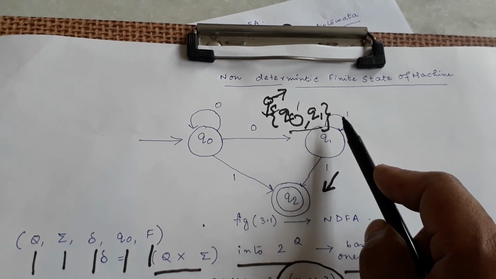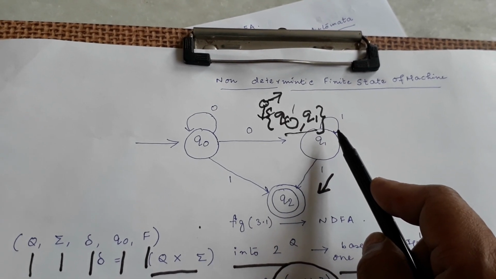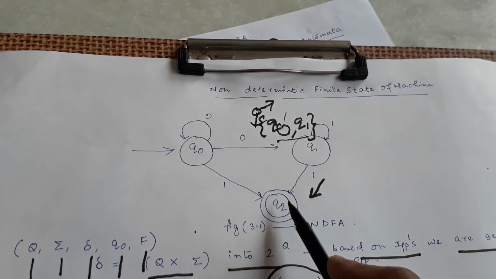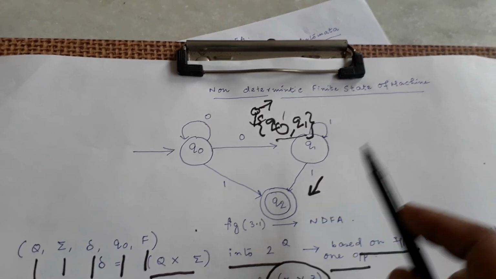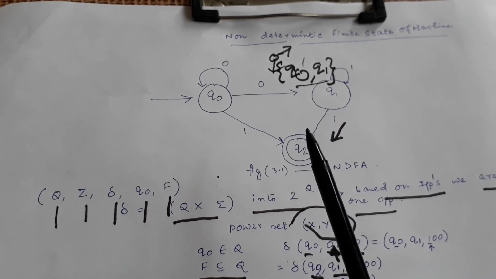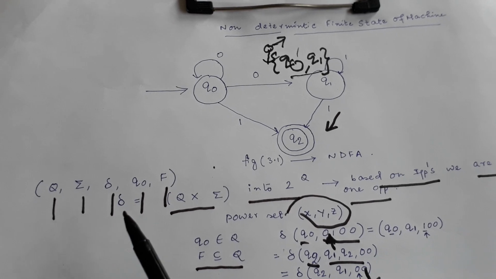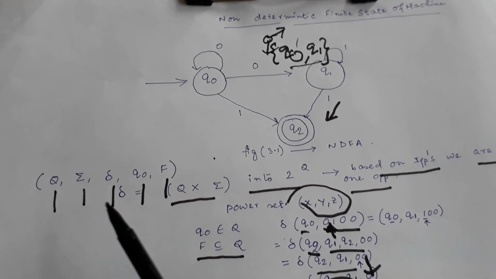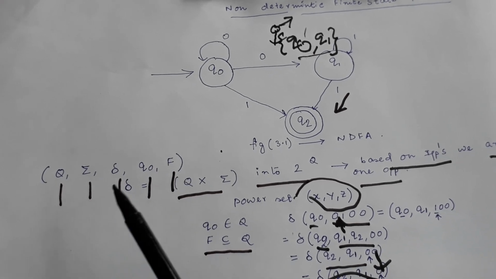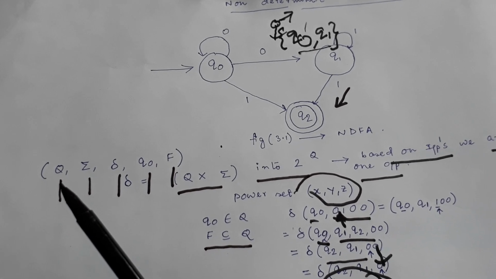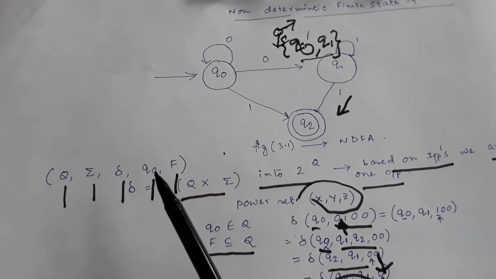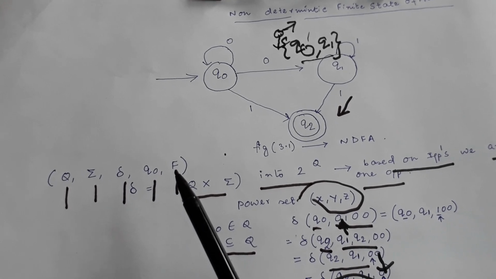So in this case, if we put Q1 to 1, it jumps to the same state, that is Q1, and changes its state to the final state, that is Q2, right? So this particular representation can be represented using five different tuples, right? Q, sigma, delta, q0 and F. Q is the finite non-empty set of states, sigma is the set of inputs, delta is the transition function, q0 is the initial state, and F is the final state.